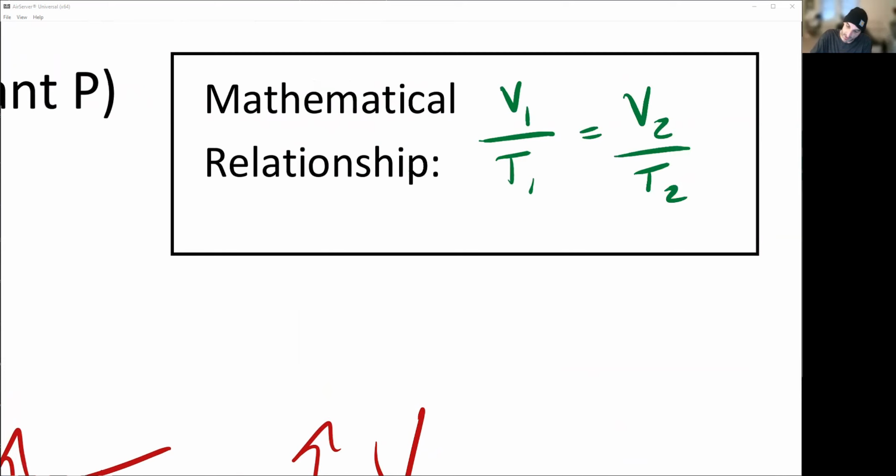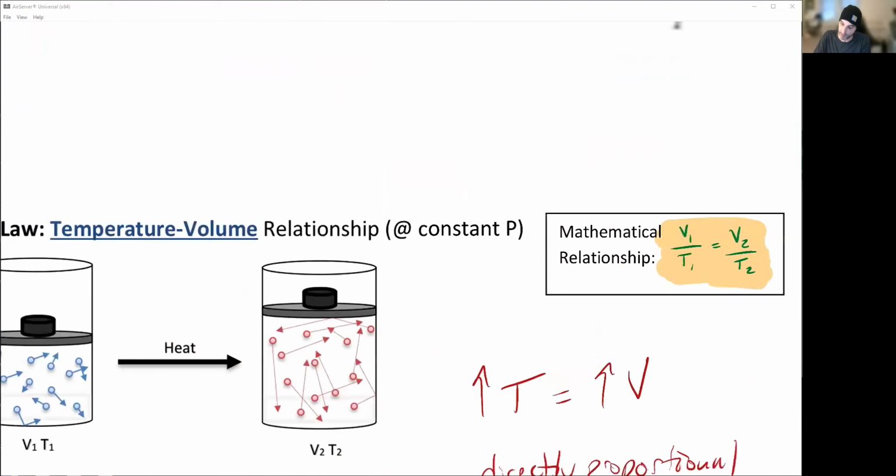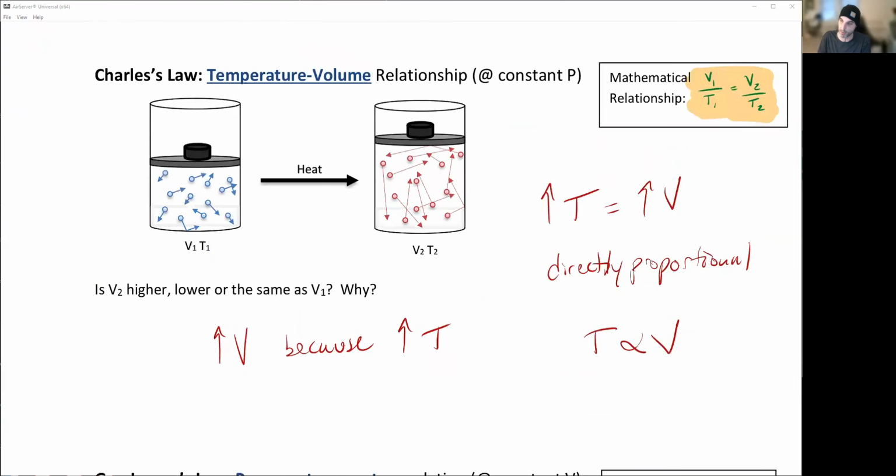I'm hoping at the end of this, you have to remember one formula and should be able to derive the rest of these. So you don't have to keep memorizing all of these relationships. But the V1 over T1 equals V2 over T2. Again, that's because we're increasing the heat. They need a little bit more space and they're just gonna kind of bump up that container.